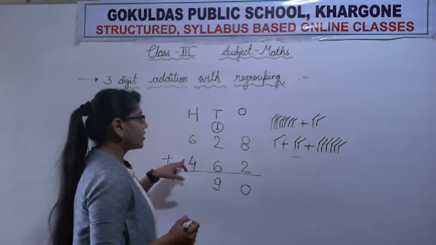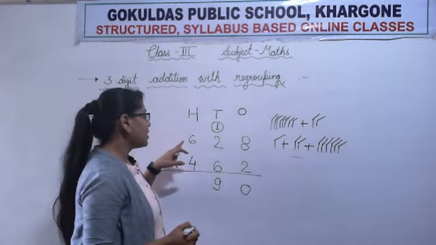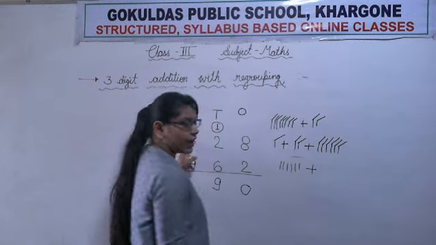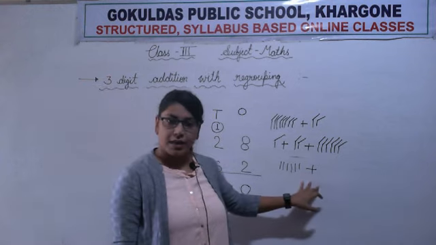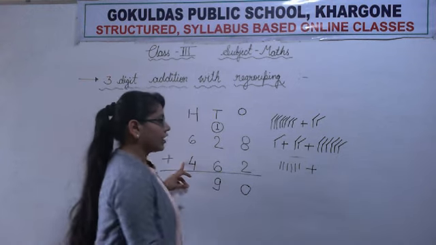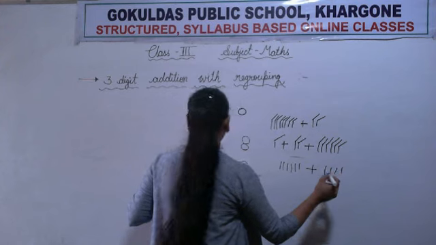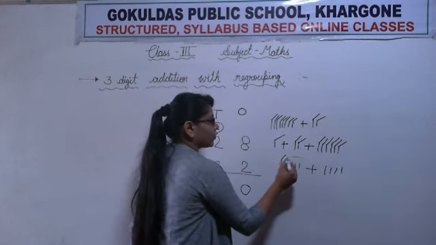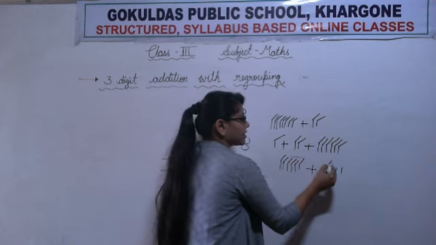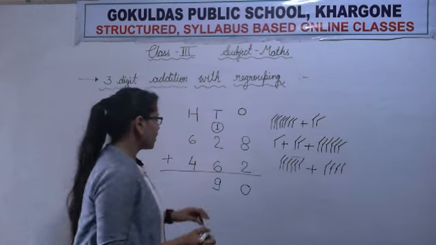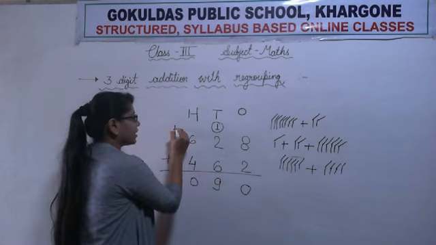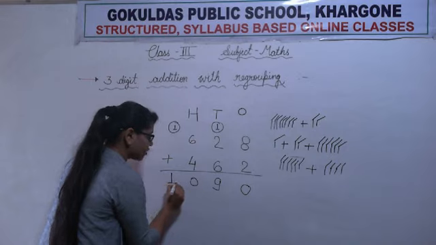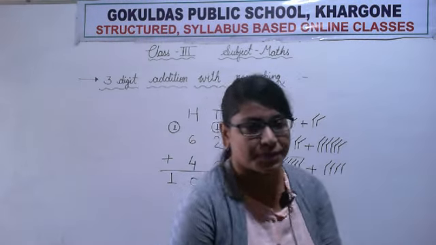Now the next and last column, the hundreds column. First of all 6 is written there, so we will draw 6 sticks. We are doing addition, that is why we will put a plus sign. Then 4 is the next digit, so we will draw 4 sticks. So let's count. 1, 2, 3, 4, 5, 6, 7, 8, 9 and 10. So we will put this 1 here in the form of a carry, and no digit is here, so we will write 1 here.